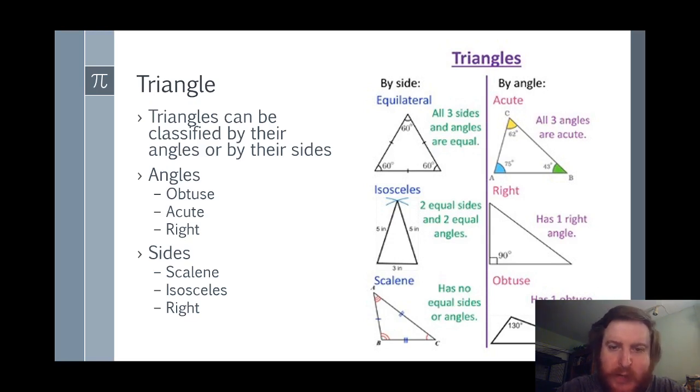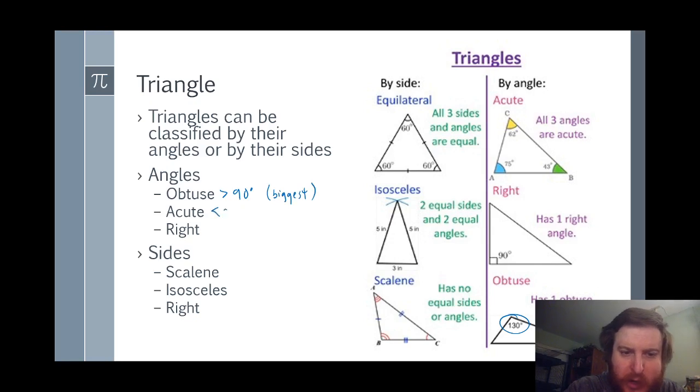We can classify triangles in a few different ways. By their angles, on the right we would have obtuse, which has an angle greater than 90 degrees. That would be like our biggest angle is greater than 90 degrees. Acute, our biggest angle is smaller than 90 degrees. That means all angles are smaller than 90. So an example here, you have 62, 75, and 43, so all 3 angles are smaller than 90.